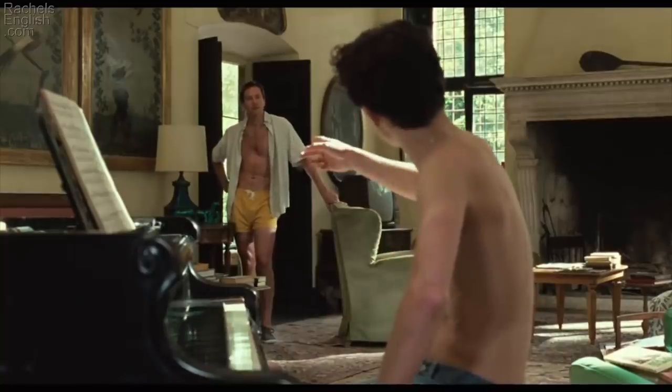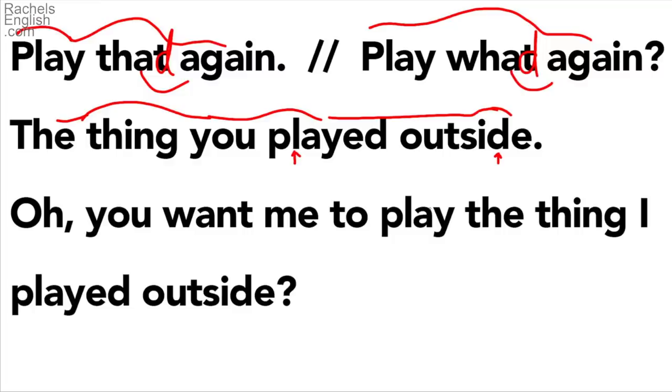Oh, you want me to play the thing I played outside? So a longer thought group here. Our stressed syllables are, oh, you want me to play the thing I played outside. And outside has a lot of stress. The pitch goes up the most there. Lots of pitch variation. That is stress. I think he knows exactly what piece this guy wants him to play. He's sort of playing dumb here. He knows he wants him to play the song he played outside. So now he's really stressing outside.